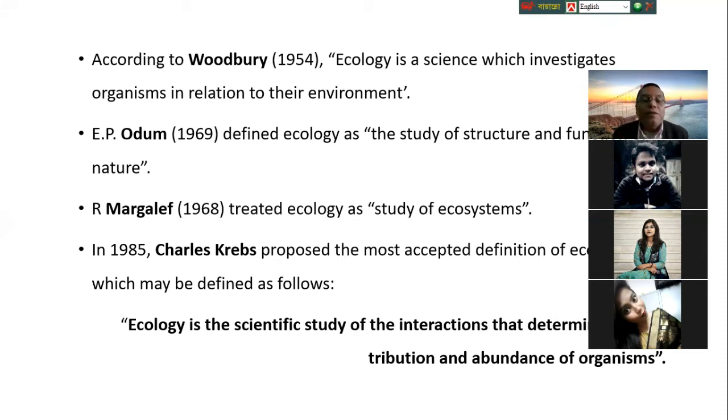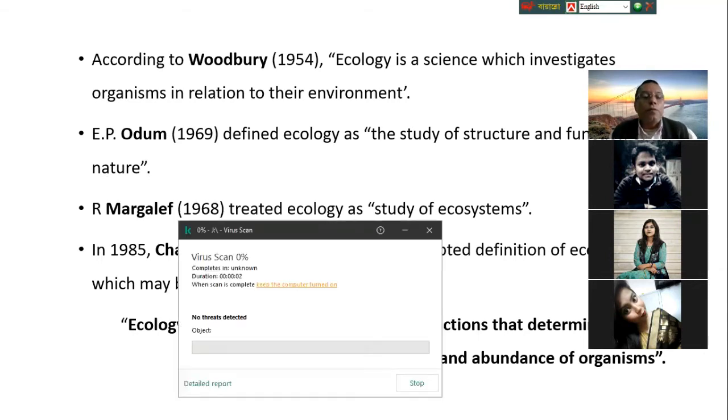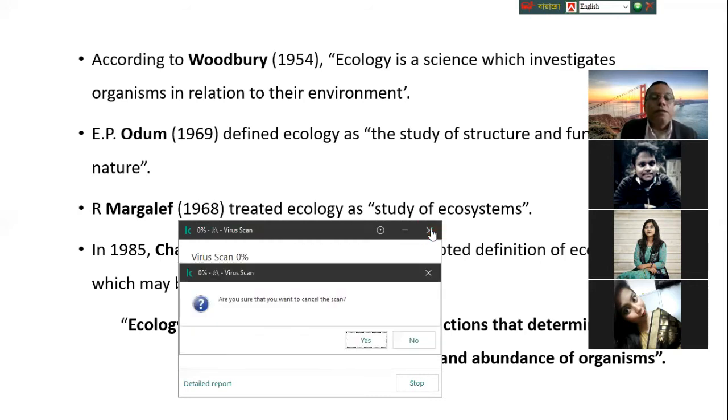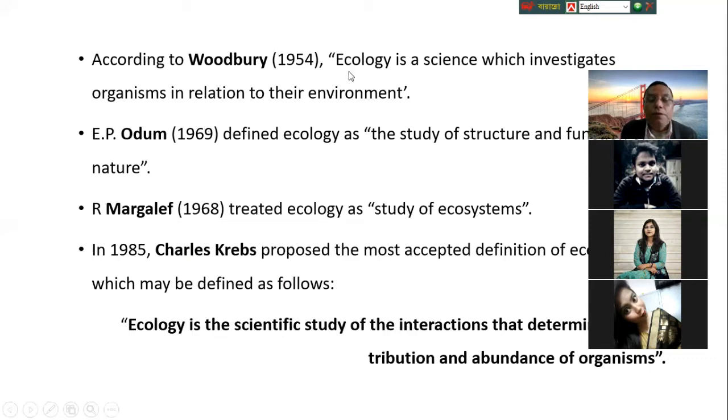এখন এই ডেফিনিশন যদি আমরা দেখি, বিভিন্ন সায়েন্টিস্ট প্ল্যান্ট ইকোলজি ডিফাইন করছে, আমরা সেখানে কিছু ইকোলজিস্টের ডেফিনিশনগুলো নিয়ে আসি। Ecology is defined by Woodbury, 1954: Ecology is a science which investigates organisms in relation to their environment. Simply বলছে যে it is a science which investigates organisms in relation to their environment.